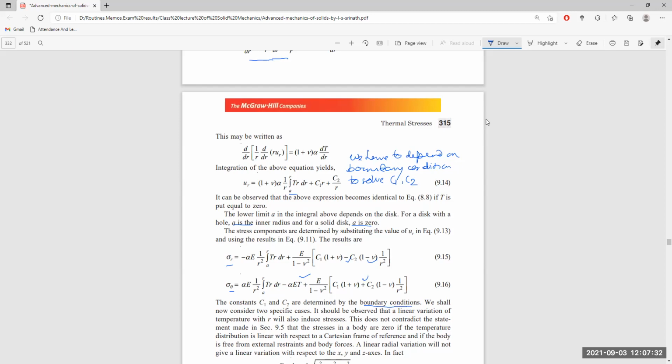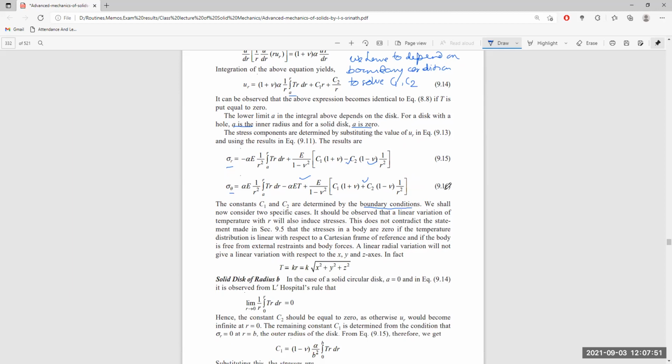We shall know two specific boundary conditions, which should be observed. A linear variation of temperature with r will also induce stresses. If temperature changes with the radius, stress is also induced. What do you mean by that? It does not contradict the statement in the earlier section that stresses in a body are zero if the temperature distribution is linear with respect to the Cartesian frame of reference and if the body is free from thermal restriction. What this means is there may be strain.